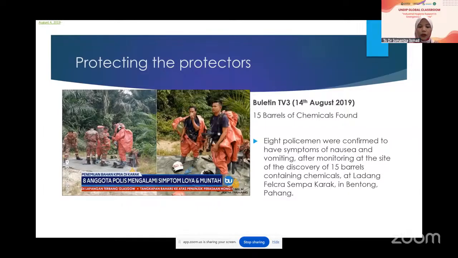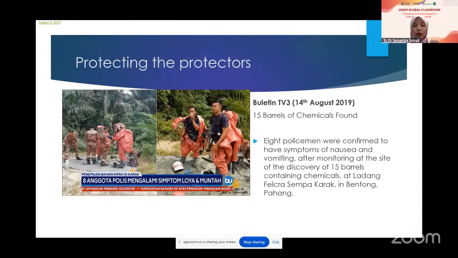Okay. So this happened in Pahang, in Bentong actually, where they realized that something was going on. They found 15 barrels of chemicals being illegally dumped on site, and as I mentioned, the policeman was the one who was on site first. That is when they went in unprepared, and they were the ones inhaling the chemicals. They were nauseous, vomited, and realized that their health had been compromised.